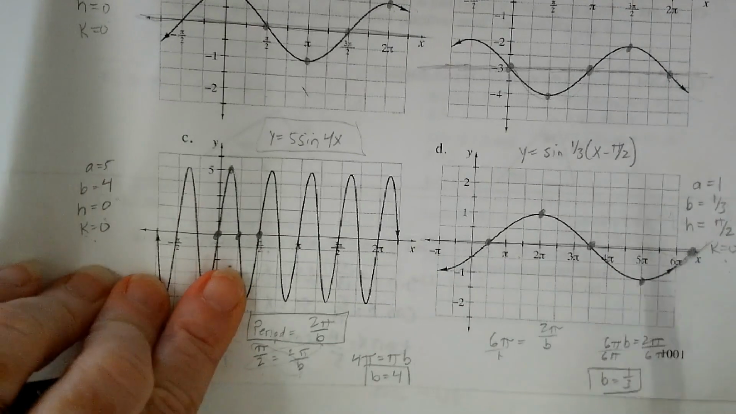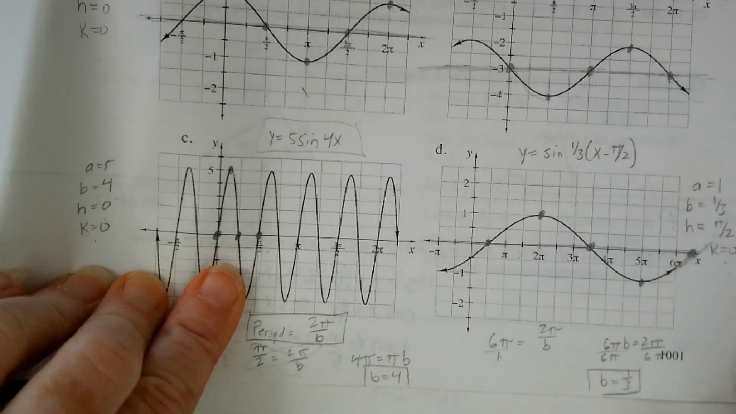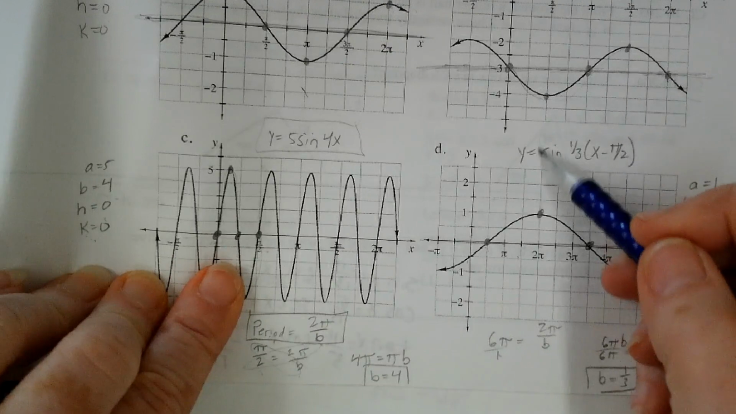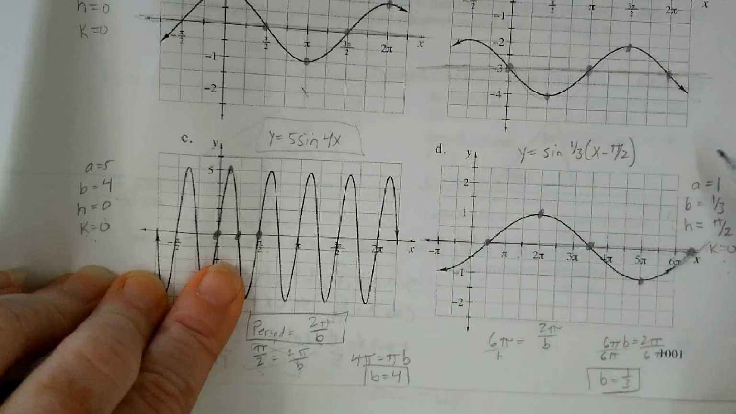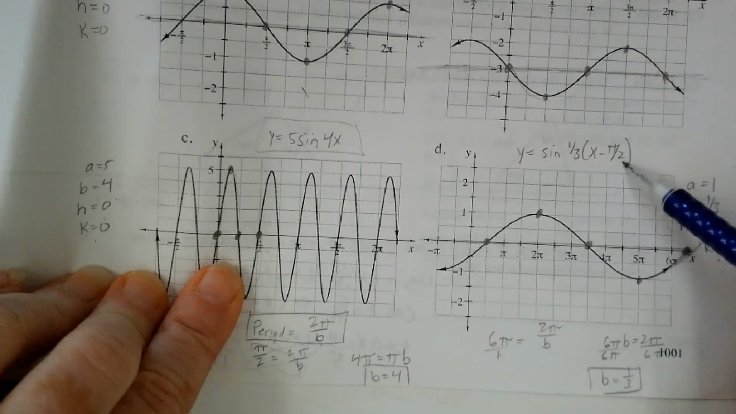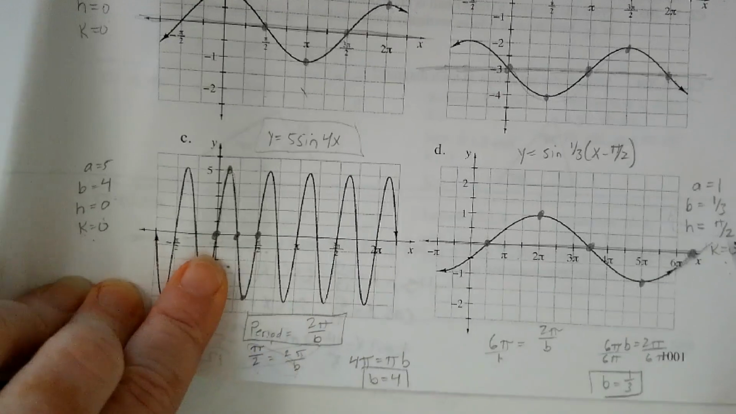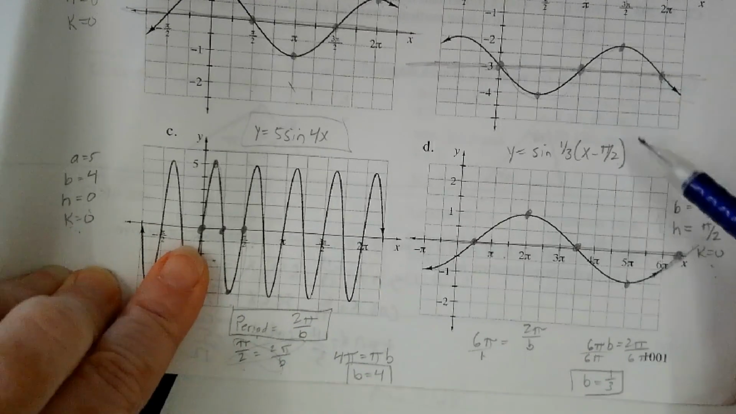And so then I've got the amplitude's 1, so I didn't write that in. B is 1/3. And then here's x minus h, right? H was pi over 2, plus k is 0. And that's all I got.